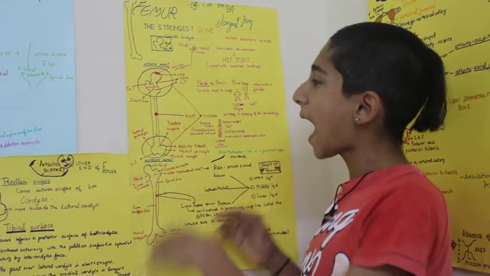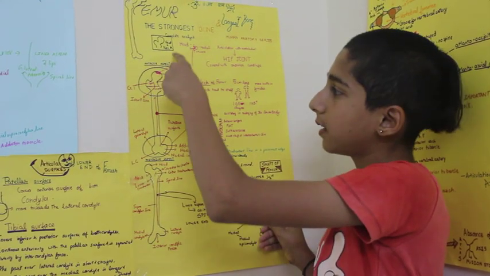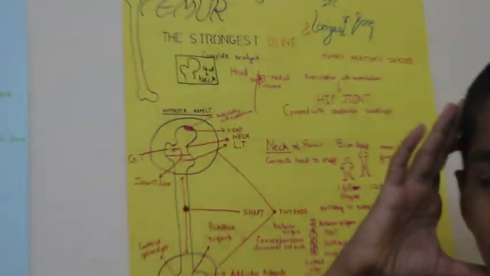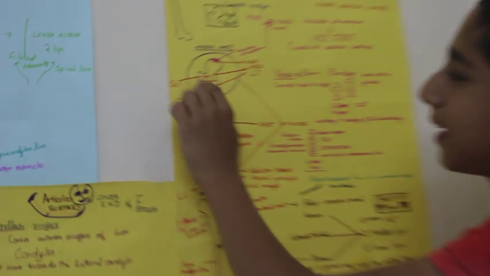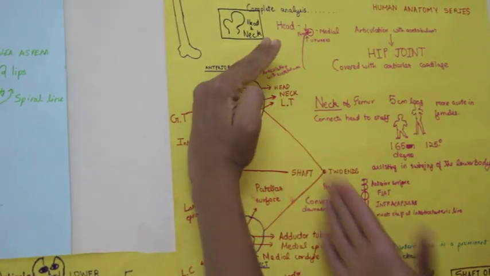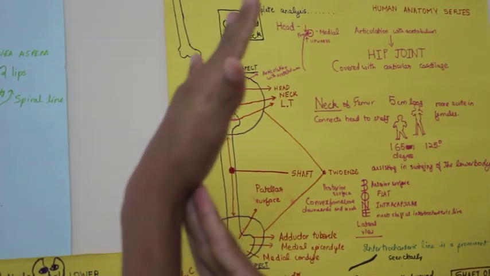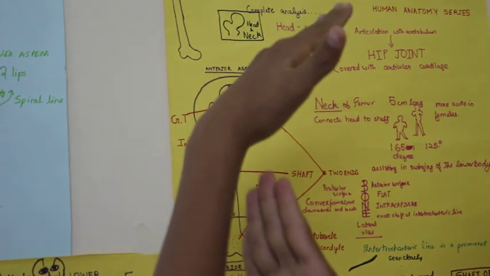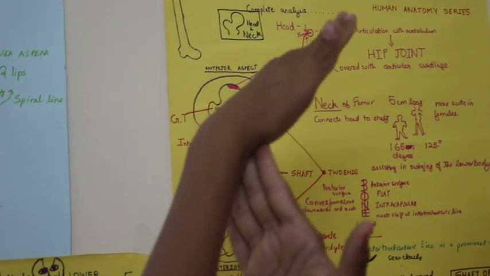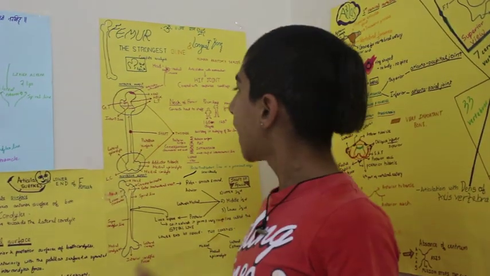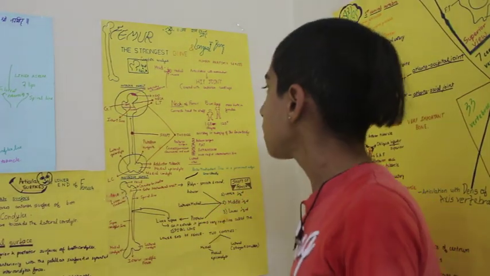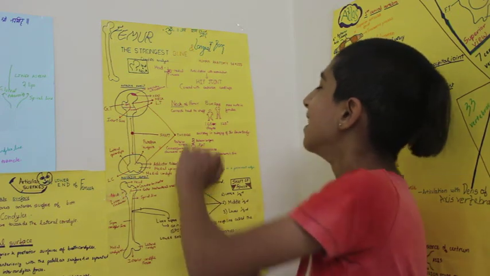And the angle of the neck and the head in the femur, this angle that you can see here, is like this. The head is pointing medially, whereas the neck is somewhat straight. This angle is called the angle of femoral torsion, and that is around 15 degrees.